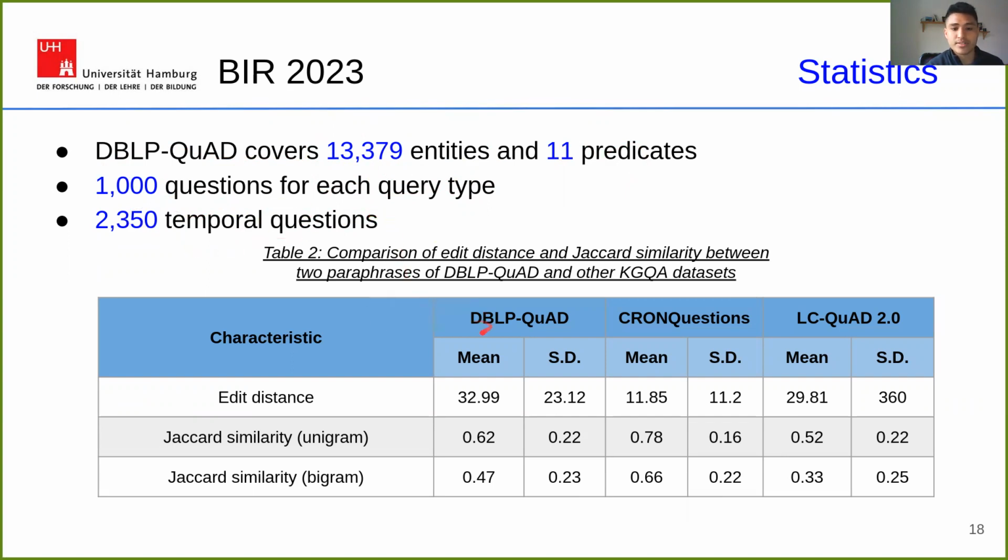Also, we do a comparison analysis with other data sets regarding the linguistic variation between the paraphrases used in the data set. We calculated the edit distance, which is quite comparable to ECIR-QuAD and significantly higher than the Cron questions. We also calculate the Jaccard similarity for unigram and bigram, which is significantly lower than Cron questions, for example, and comparable to the ECIR-QuAD data set.